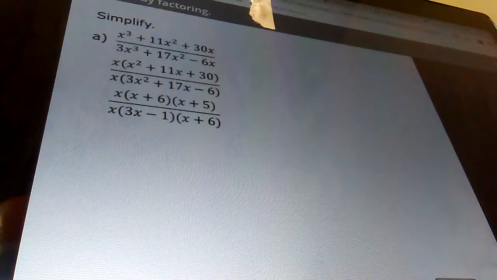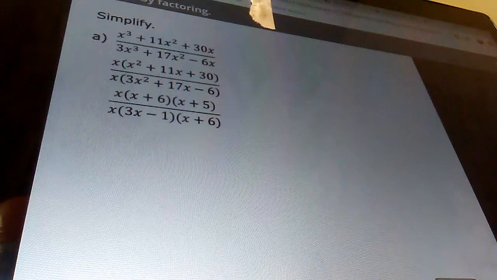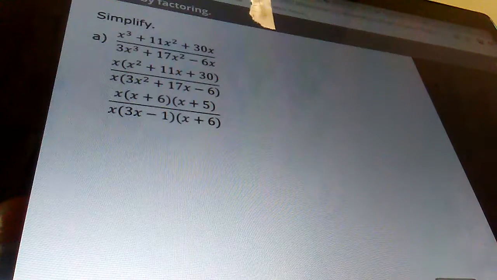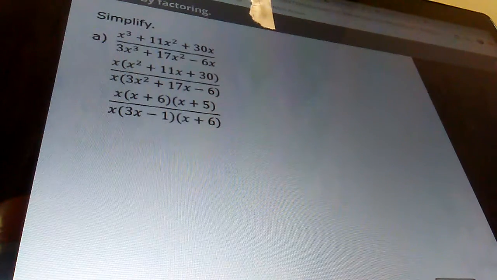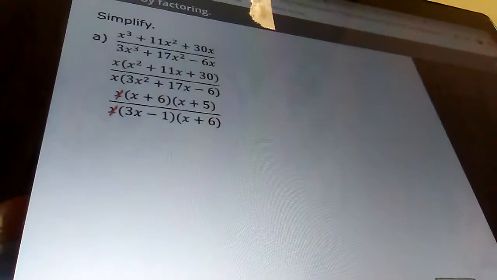Now again, let's get the signs correct. We want a positive 17, so we want to make this a positive 18 and negative 1, which gives us the positive 17, and the negative 1 times positive 6 gives us that negative 6, so it all checks out. Now we're going to divide out those common factors. We have x's. Those can be divided out. We also have an x plus 6 in the numerator and denominator. We can divide those out as well.